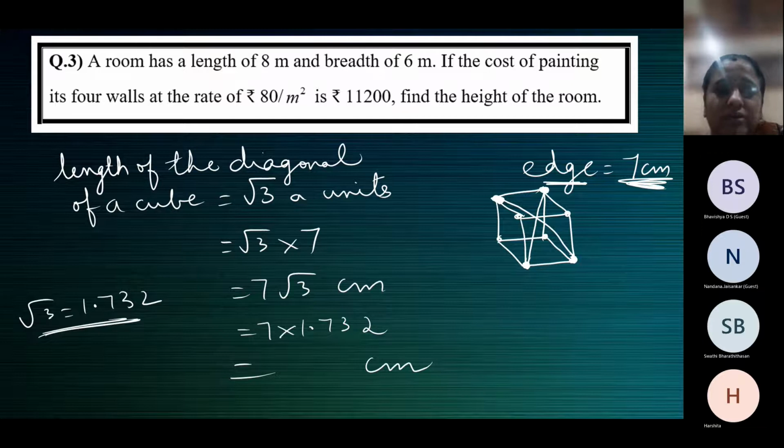So remember, very important. I'll be uploading some more test papers. There, maybe you have to use this formula to get the answer. The question can also be, what is the length of the longest rod that can be placed in a cubical room of edge 7 centimeters?